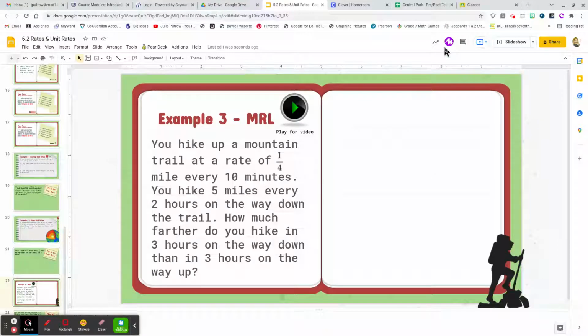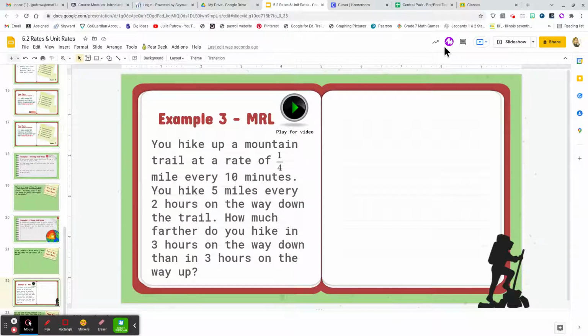In example 3, for math in real life, it tells us that you hike up a mountain trail at a rate of 1/4 mile every 10 minutes. You hike 5 miles every 2 hours on the way down the trail. How much farther do you hike in 3 hours on the way down than in the 3 hours on the way up?